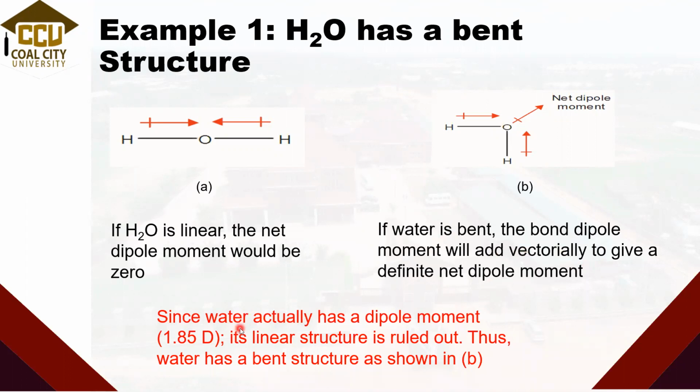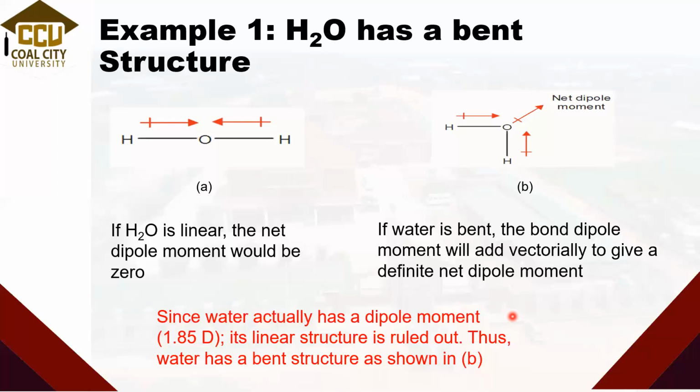Now, since water actually has a dipole moment of 1.85 D, which means we've calculated it experimentally and we see that the dipole moment of water is not 0, its linear structure is ruled out. Thus, water has a bent structure as shown in B. So by knowing that the dipole moment of water is not 0, automatically I am sure that water will not have a linear shape.